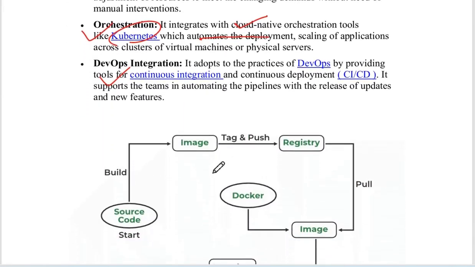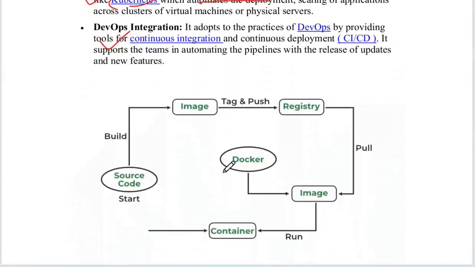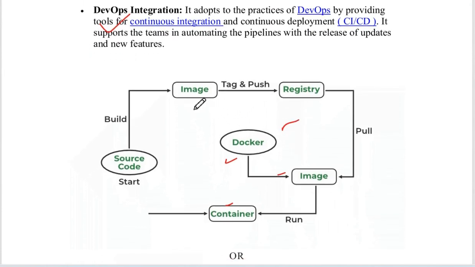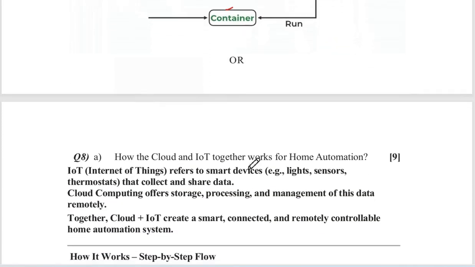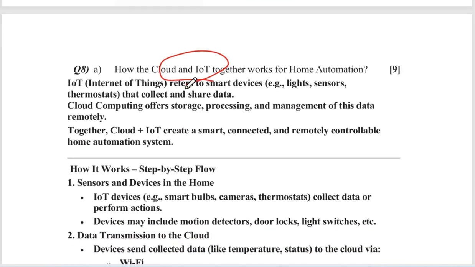This is the figure which shows you the architecture of Docker. Like Docker, the image, the containers, the registry, which are used for the source code. From source code, it is going to build the image, tag and registry, pull image, and Docker. Right. So this is the architecture of Docker. Then the last question, question 8: cloud and IoT together.